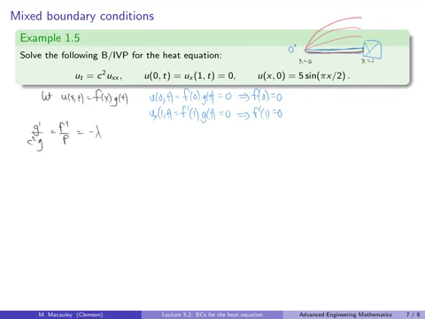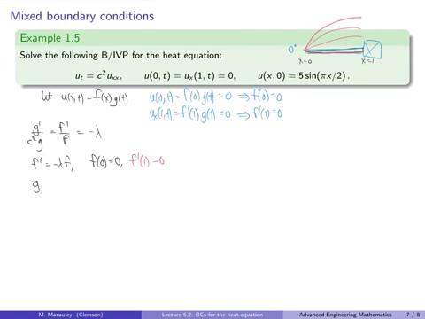So now we have the boundary value problem as before, f double prime equals negative lambda f, but our boundary conditions are different. We have f of 0 equals 0, and we have f prime of 1 equals 0. So these are mixed boundary conditions. And the equation for g is the same.